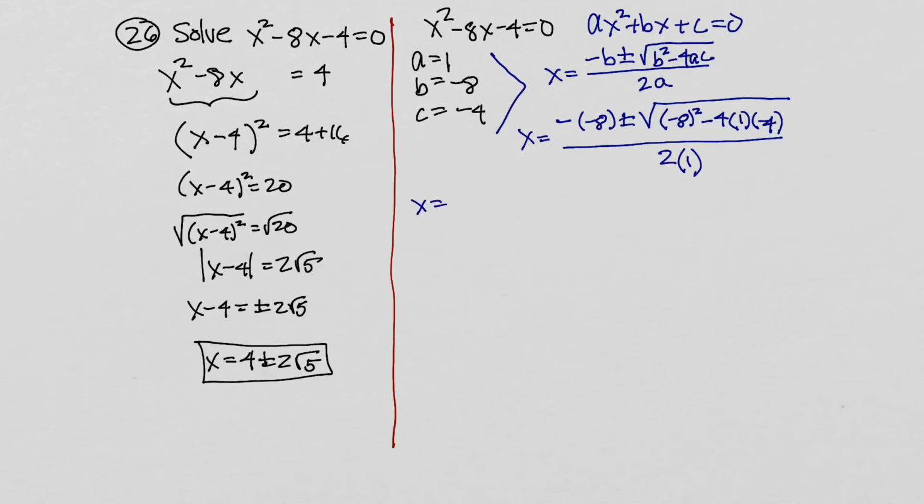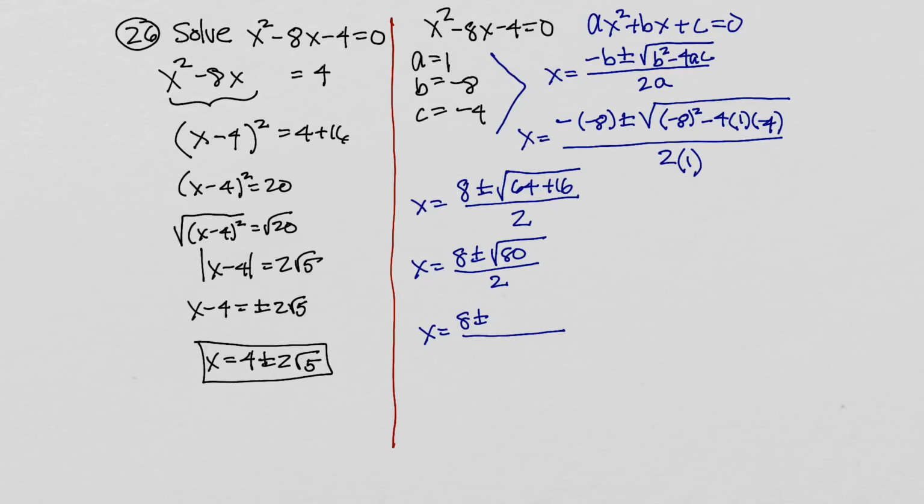So we're going to get x equals, okay, opposite of negative 8 is 8. Plus or minus the square root of negative 8 squared is 64. And then negative 4 times 1 is negative 4. Negative 4 times negative 4 is positive 16. All over 2 times 1, which is 2. This gives us x equals 8 plus or minus the square root of 64 and 16 is an 80 all over 2. X equals 8 plus or minus something over 2.